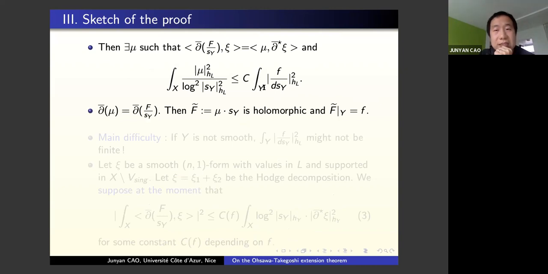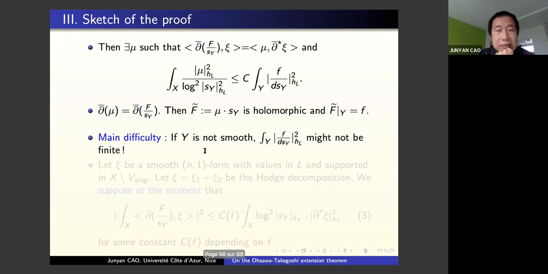So this is in the case when Y is smooth, because if Y is not smooth, this term is not finite. So here I first explain the case when Y is smooth. In this case, this term is finite. So therefore we can find a mu such that its L2 norm is controlled by the L2 norm of small f. Now we also have this equality for mu. So therefore mu times s_Y is holomorphic. And also by construction, the restriction of f theta over Y is equal to the given section f.